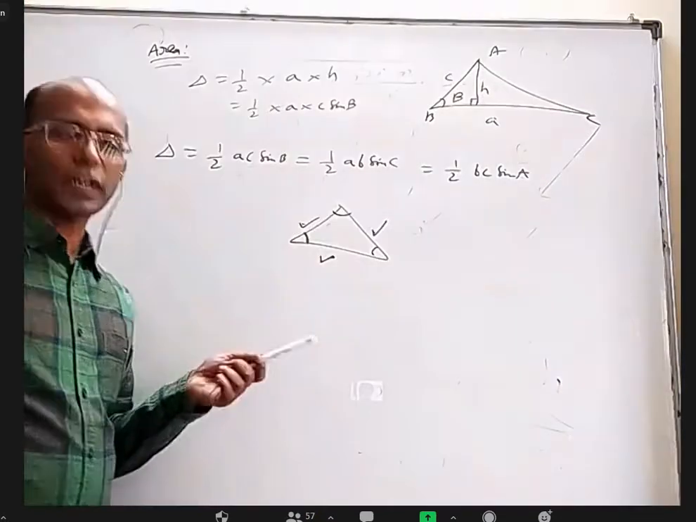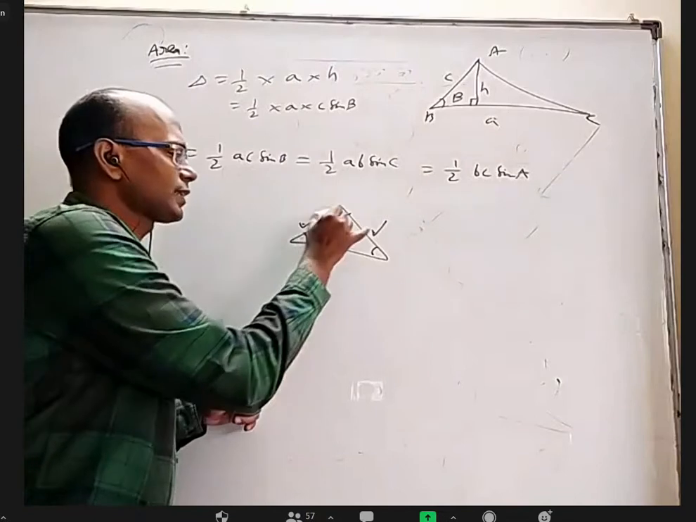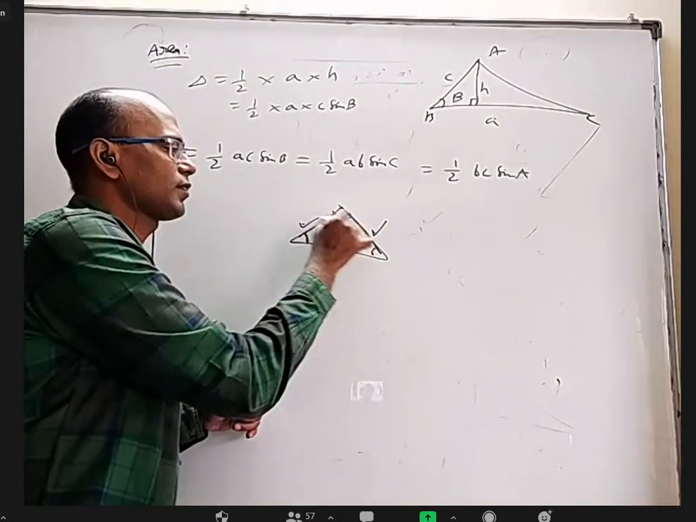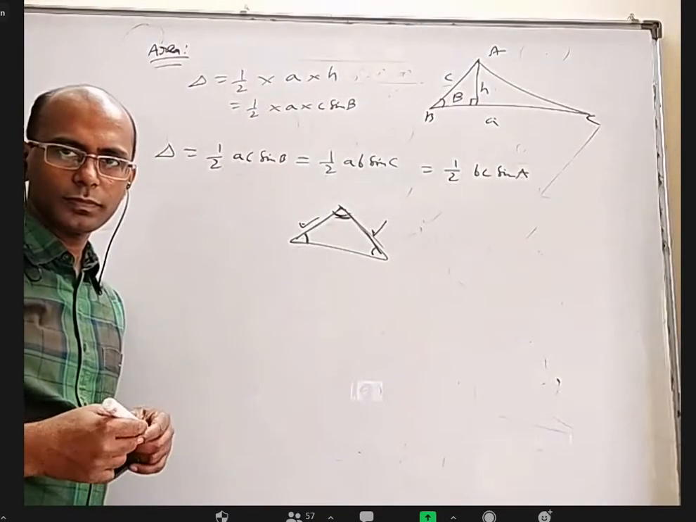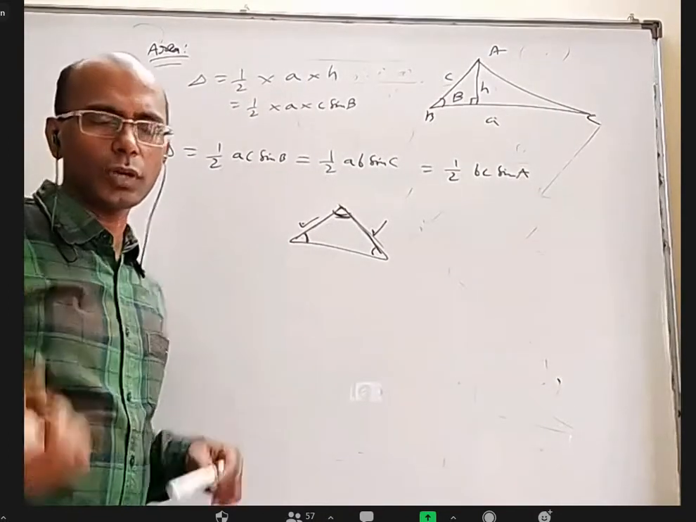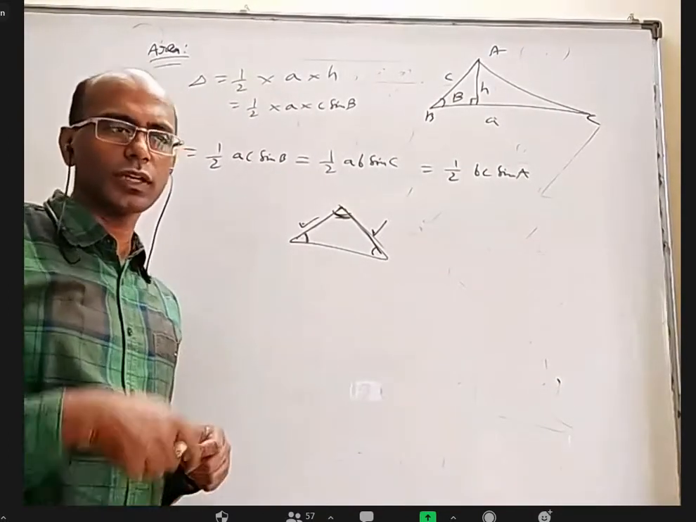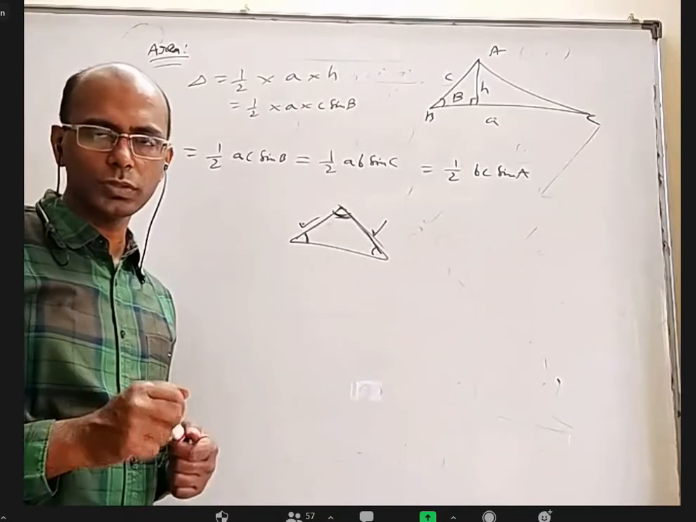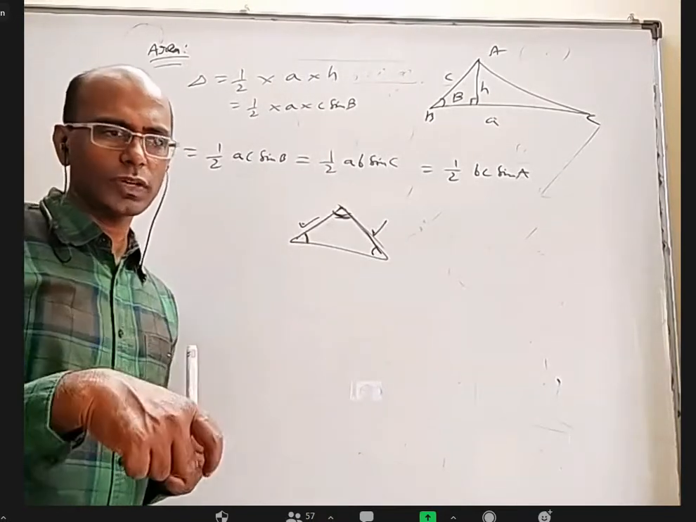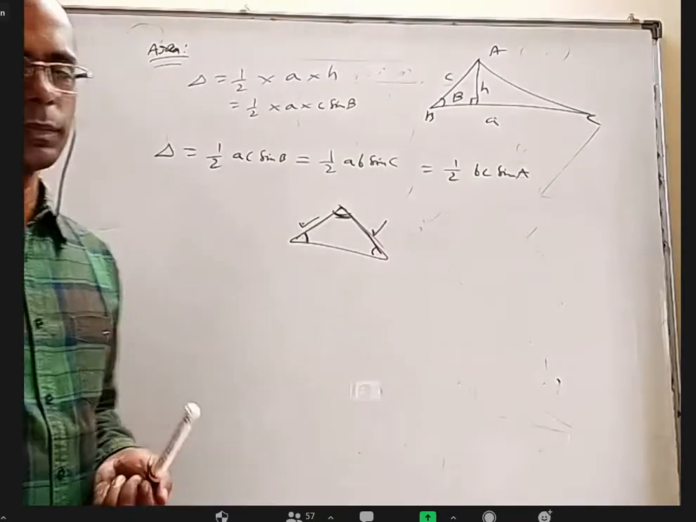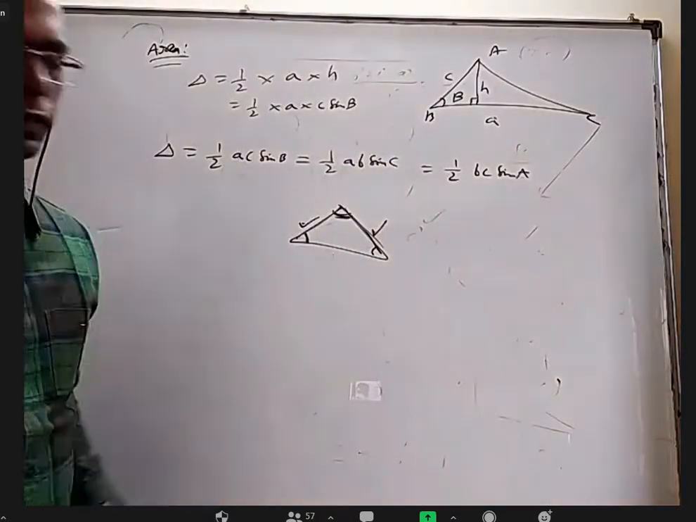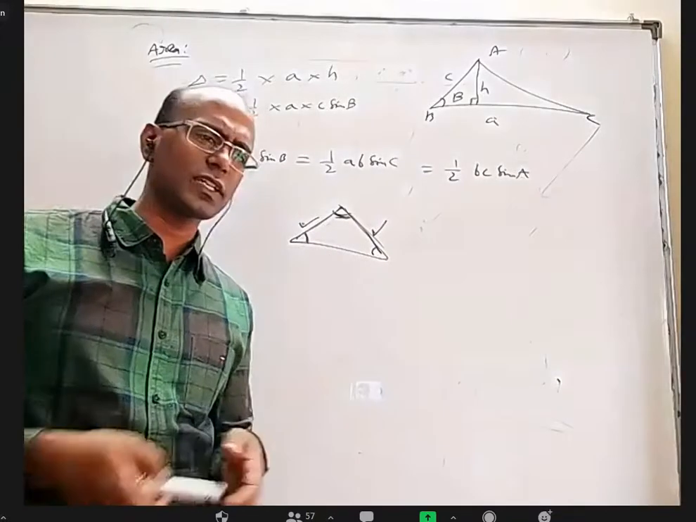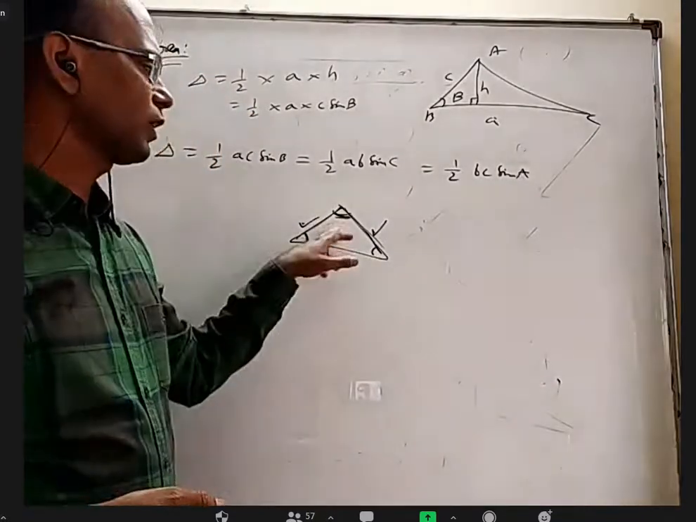Later on, we'll use this in vectors. When you take this length into this length into sine of this angle, it is actually cross product of these two vectors. Because what is the definition of dot product? a into b into cos theta. And cross product vector magnitude? Magnitude of first vector into magnitude of second into sin theta. That is exactly this formula, ab sin C, that's theta. So in vectors we'll study how to find area of a triangle.